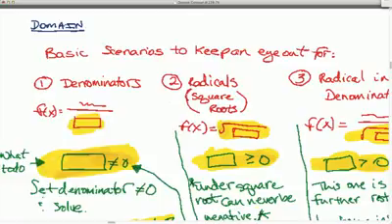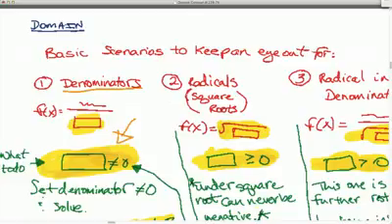If you remember, I told you guys, if you saw the concept video, to look out for three basic scenarios. One was to look out for any denominators that you might encounter in your problem. If you had a denominator, you set that denominator not equal to 0 and solve, and just know that it's not part of your domain. So it'll be everything but where that denominator equals 0.